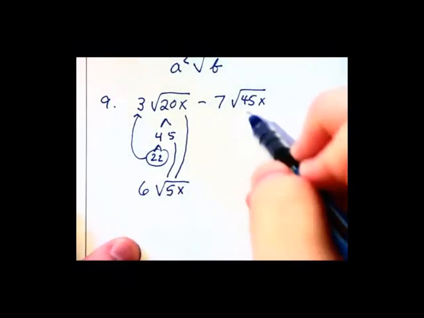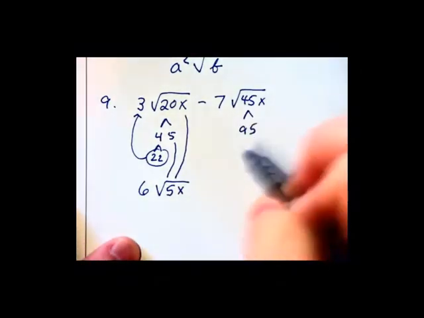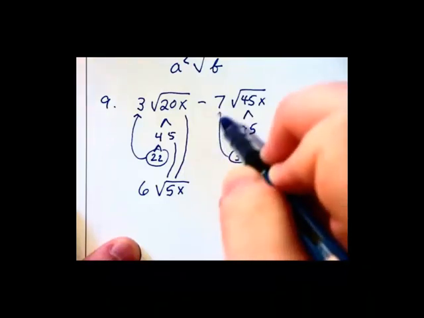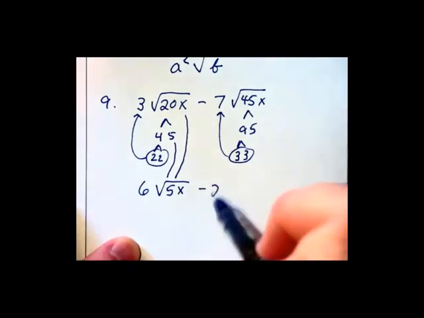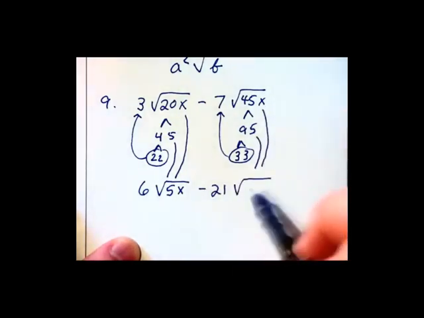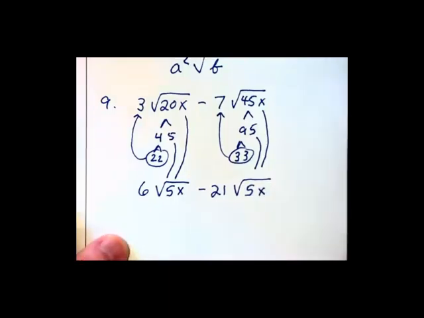The 45, 9 times 5. The 9 is a pair of 3's. That pair of 3's multiplies with the 7 out front, making minus 21. Then we've got the 5 and the x left over again. Now we can subtract. 6 take away 21 is 15, and the radicands stay the same, root 5x.